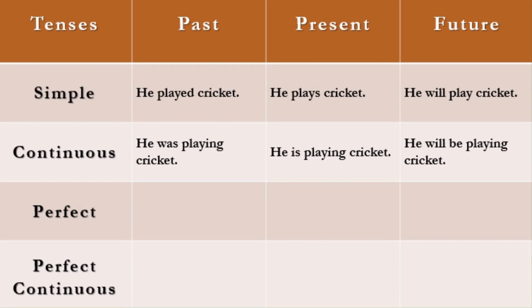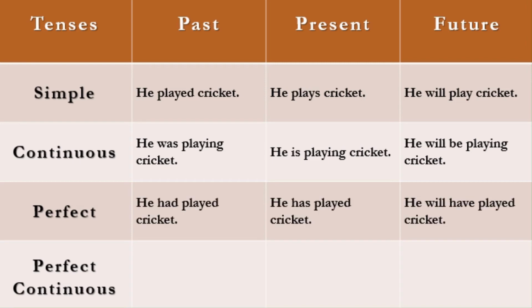All right, now here the next row, moving on to past perfect, present perfect, and future perfect. In past perfect, you have used the verb played. Now here I would just let you know, it's not the past form of the verb. This is the past participle form of the verb, or usually known as the third form of the verb.